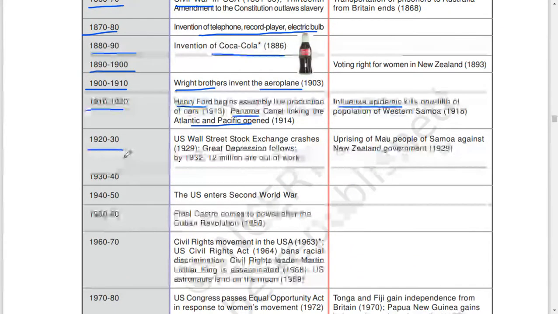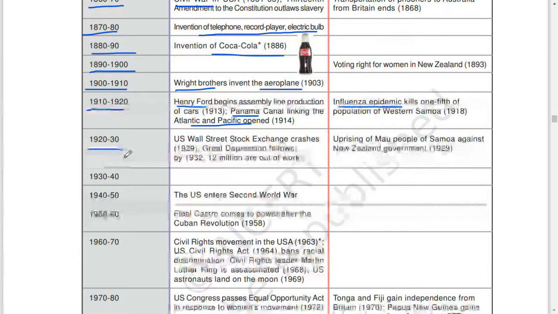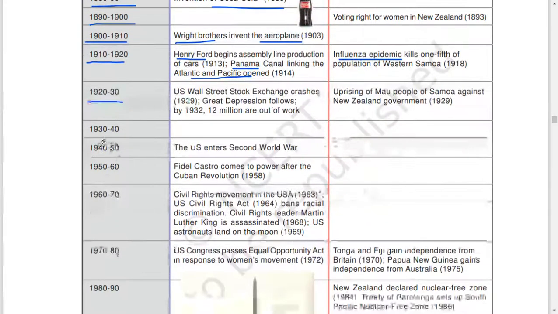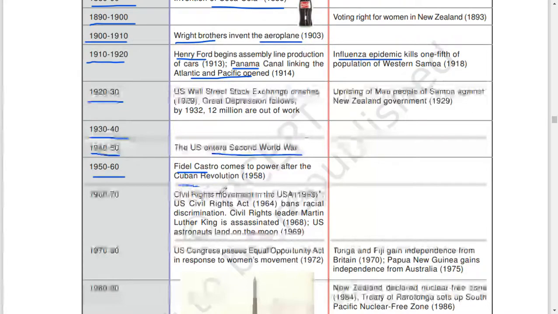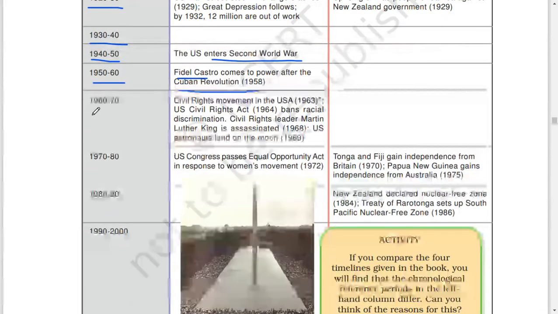1920 to 1930, U.S. Wall Street Stock Exchange crashes, 1929. Great Depression follows. By 1932, 12 million are out of work. Uprising of Mau people of Samoa against New Zealand government, 1929. 1930 to 1940. 1940 to 1950, the US enters the Second World War. 1950 to 1960, Fidel Castro comes to power after the Cuban Revolution, 1958. 1960 to 1970, Civil Rights Movement in the USA.